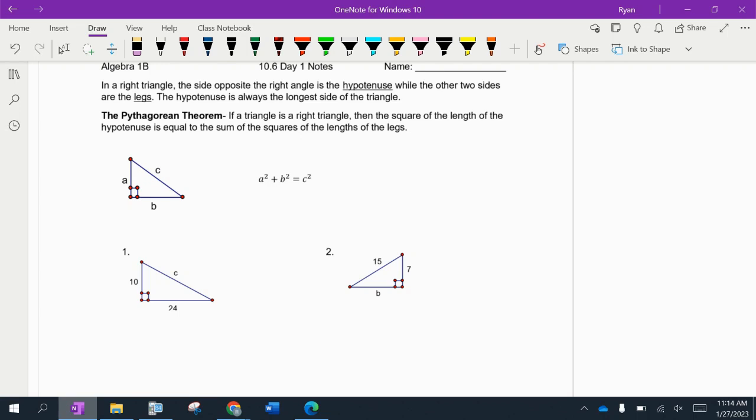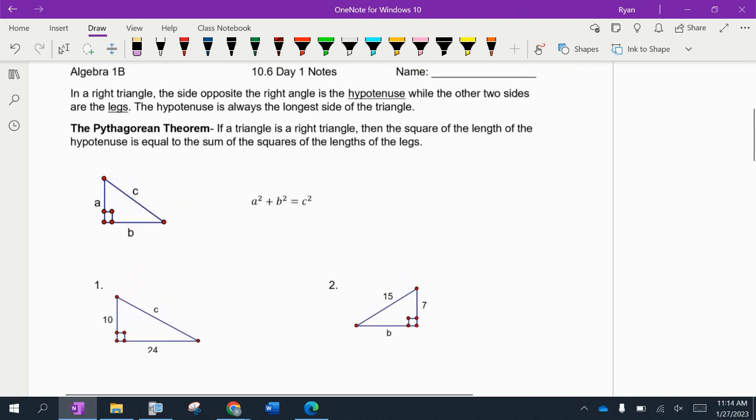All right, this is section 10.6, day number 1 for Algebra 1B, and we're getting into some geometry now. Maybe this is something that you've seen before, but a right triangle means that there's one angle that's a right angle, or 90 degrees. We can use the Pythagorean theorem, and that's going to relate all three of the sides to each other.